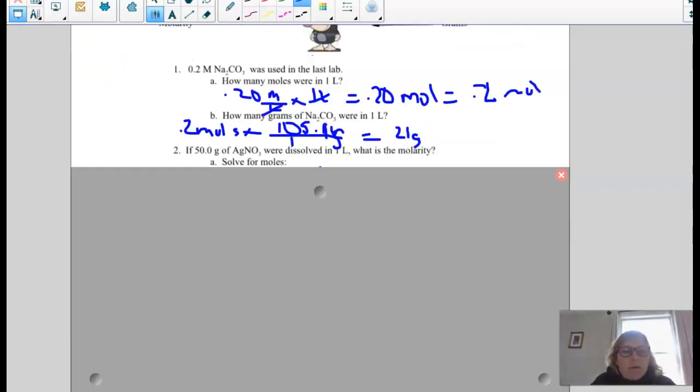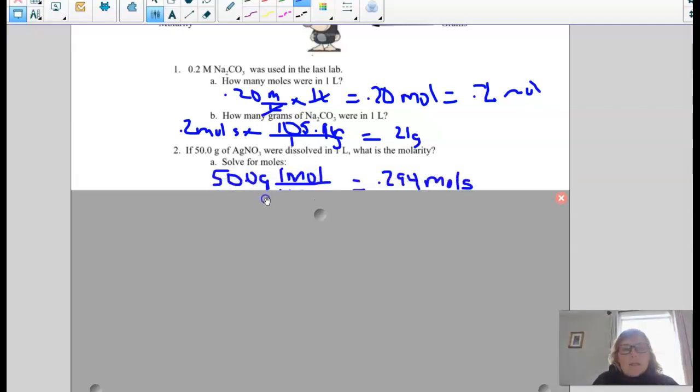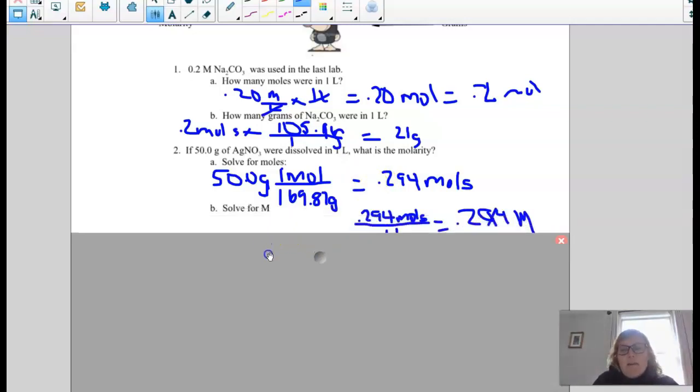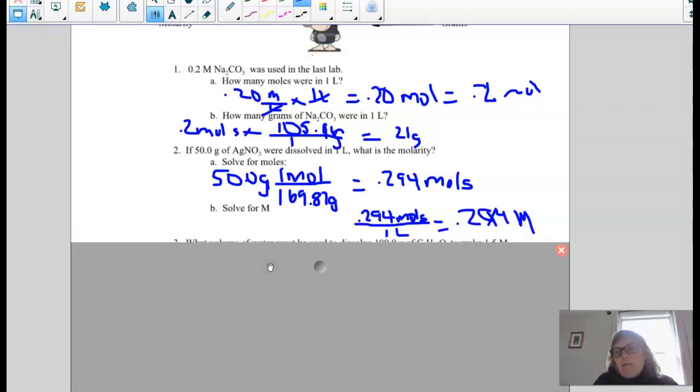Okay, so problem number 2, it says if you have 50 grams of silver nitrate dissolved in 1 liter, what is the molarity? First you have to solve for moles. If you're given grams, you take 50 grams divided by the molar mass of silver nitrate, which is 169.87 grams, and that will give you 0.294 moles. Once you have the moles, you can solve for molarity. Take 0.294 moles and divide by 1 liter, and therefore you have a molarity of 0.294.